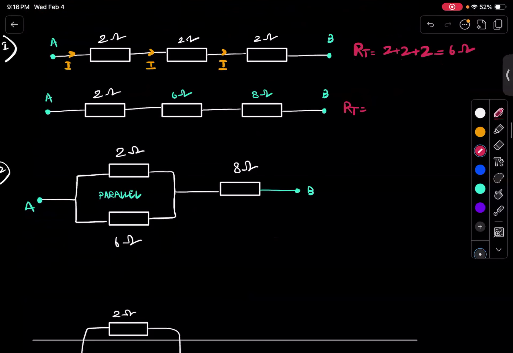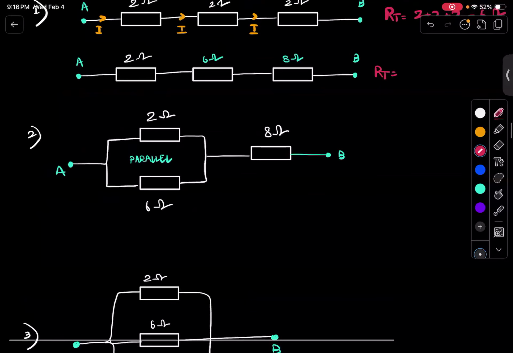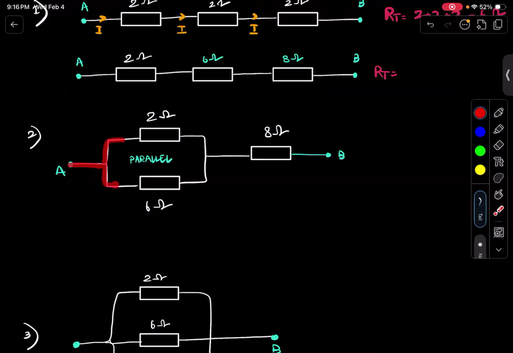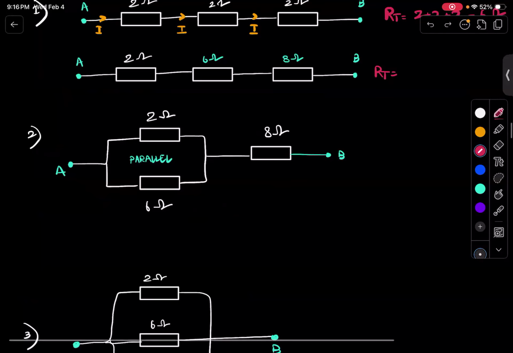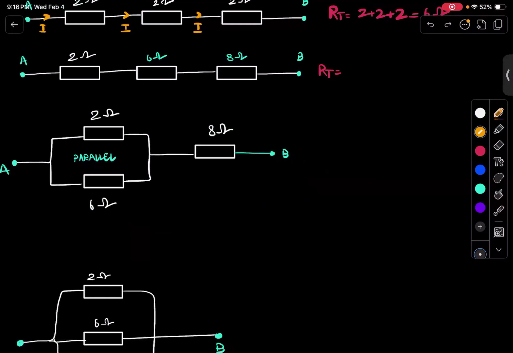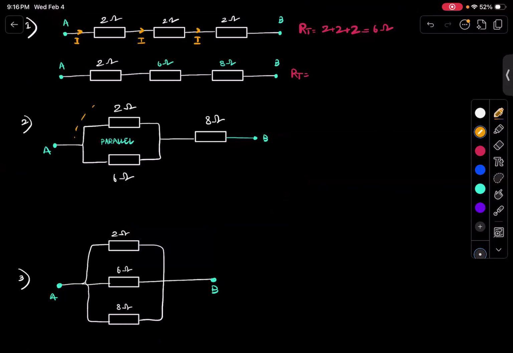And now, what about this one? Is it series or parallel? Now it's both, because you notice that the current over here is diverging into two paths. So that means these two resistors are parallel, right? So how do I calculate the total resistance from A to B? Would it just be 2 plus 6 plus 8? No. You would first have to calculate the total resistance of this parallel junction, right? Now, how do you calculate that?